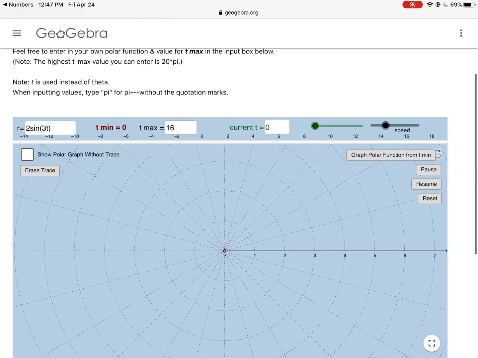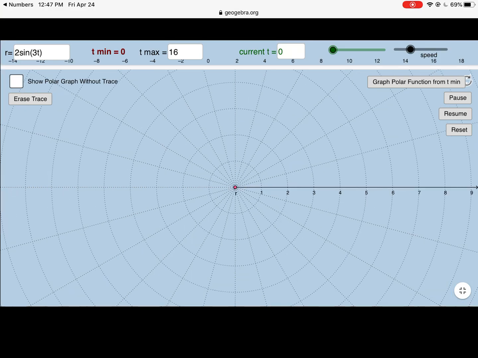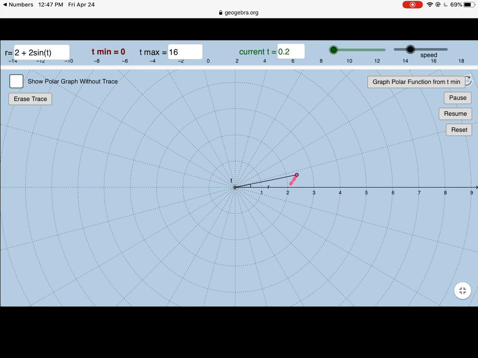All right, and in this particular applet, it uses the letter t, okay? And t represents your angle measure, okay? So I'm going to graph the equation r equals, let's just do 2 plus 2 sine of t, okay? Notice both the a and the b value here, they are the same number of 2. So this is going to result in what's referred to as a cardioid.